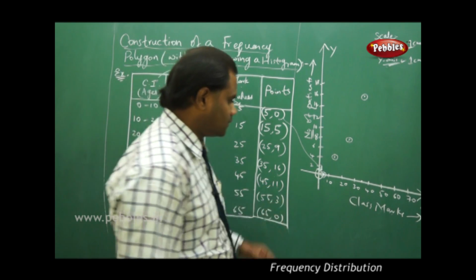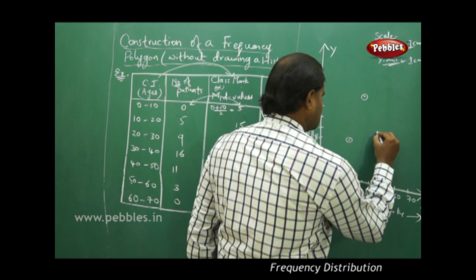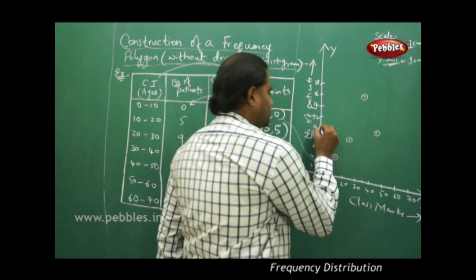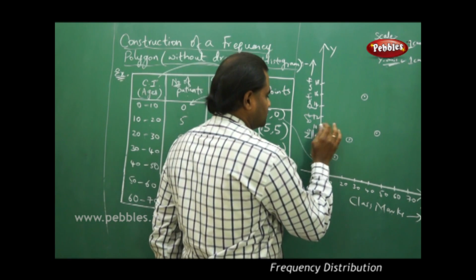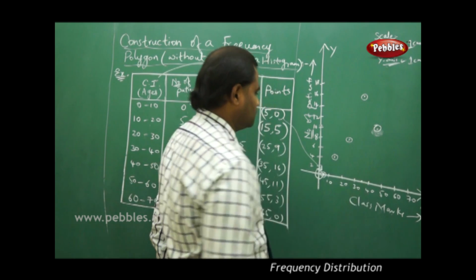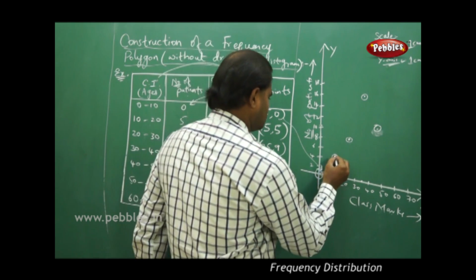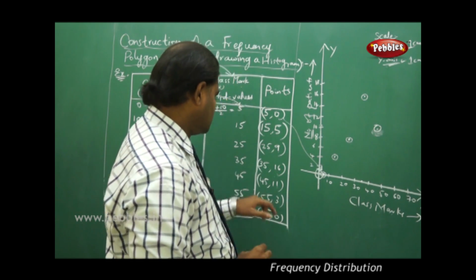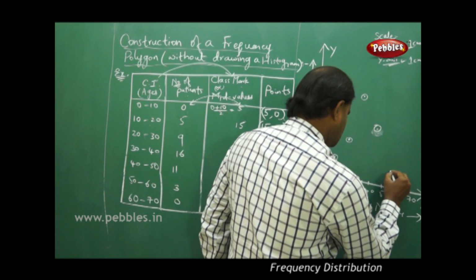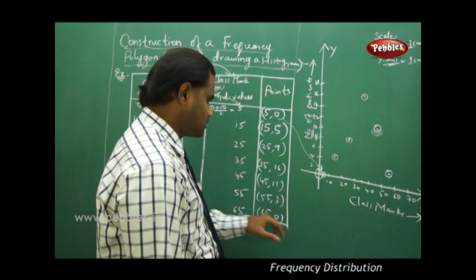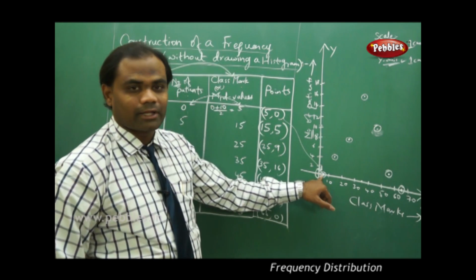So what about (45, 11)? (45, 11) would be exactly 1 unit above 10. So I take it somewhere here, where 11 lies between 10 and 12, so I can take it as the mid value. Then I have (55, 3), which exactly lies in between. And then I get the last point, which is (65, 0), which would obviously be on the x-axis, just like the first point, which is also on the x-axis.